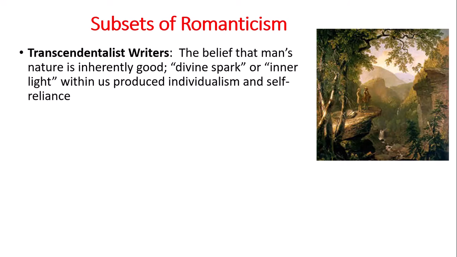Now, I mentioned in the beginning transcendentalists. One of the writers we're looking at this time, depending when you're taking this class, was a transcendentalist, and I'll talk more about her in another lecture. But they had this belief that man's nature was inherently good. So there's a divine spark or an inner light which produces individualism and self-reliance. This was a really important concept during the lead up to the Civil War, because they said these people that we are using as slaves are individuals, and they have a divine spark within them. They have a soul, and for many people, if they were Christians at that time, many slaves were Christians, which was a large argument for setting them free.